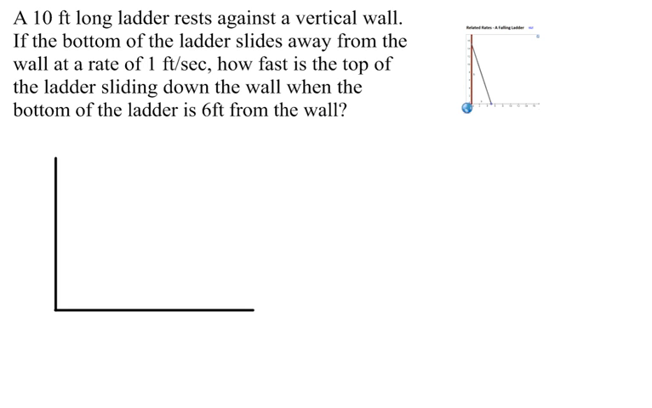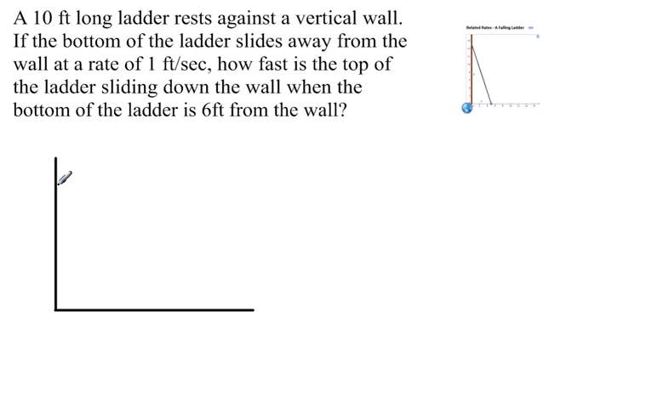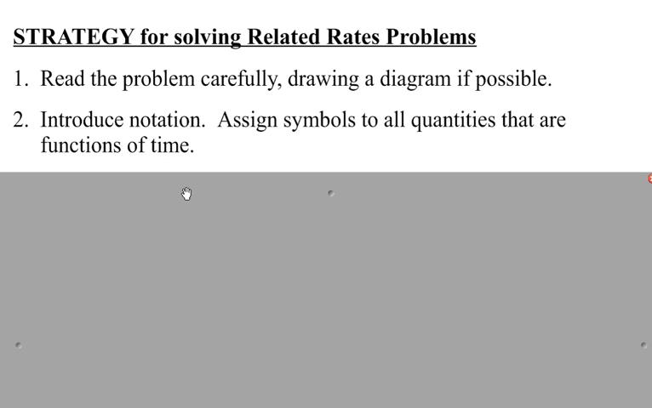I think I'm going to go ahead and draw in the ladder in my picture below. So here we go. I've got my ladder and it's right there, and I'm going to label it with 10 feet. If the bottom of the ladder slides away from the wall at a rate of 1 foot per second, how fast is the top of the ladder sliding down the wall when the bottom is 6 feet from the wall? All right, that leads us to the second step, which is to introduce notation.